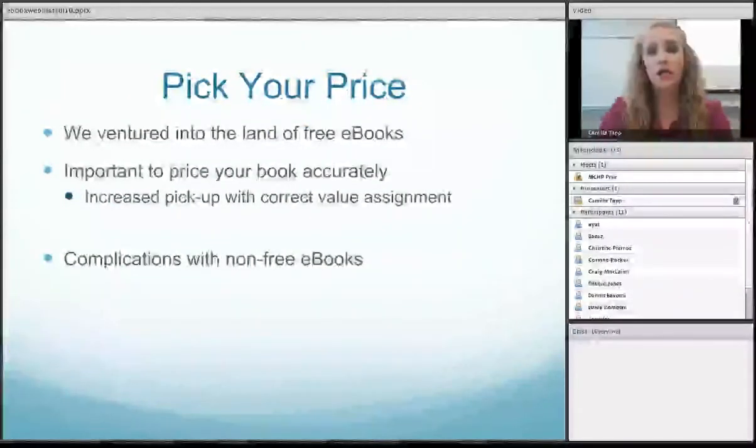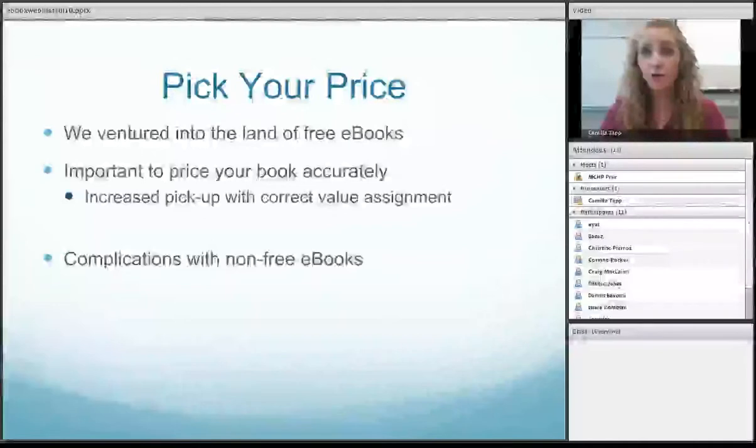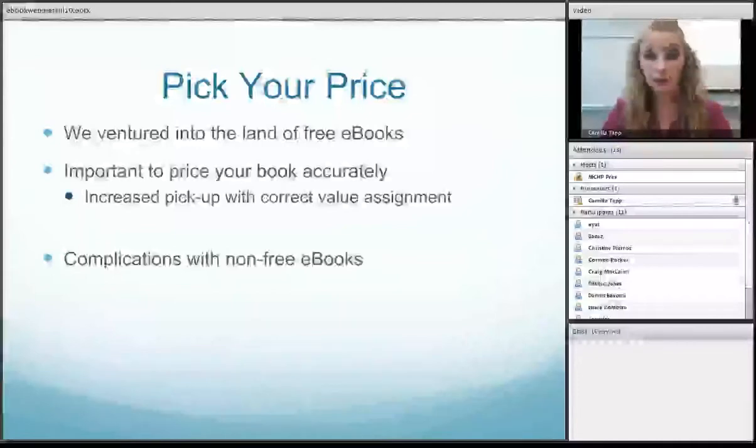So the next thing is picking your price. We ventured into the land of free ebooks, but if you do choose to make your book available for pay, it's really important that you pick accurately. So being able to say maybe a free ebook isn't really what the value of our book is, so we're going to set the price point. And it may not be exactly the price point as you would sell a hardcover book or a book in a bookstore, but being able to correctly assign a value for your book.